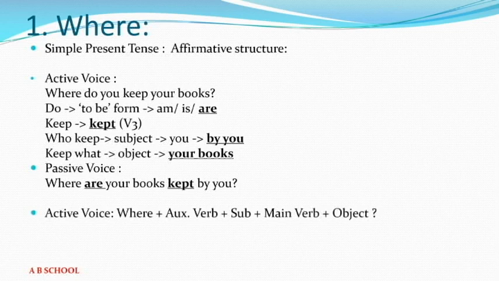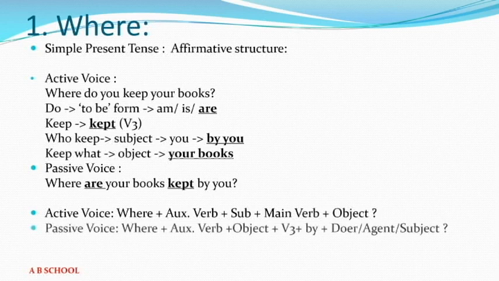So the active voice formula is reflecting before you: where plus the auxiliary verb, here do, plus the subject, here you, plus the main verb, that is keep here, and then the object, okay? And of course the question mark.